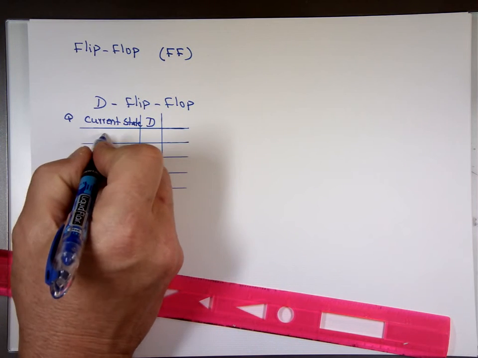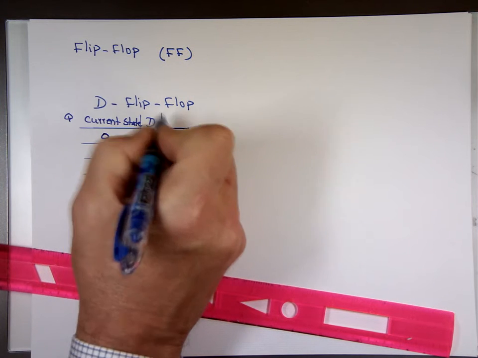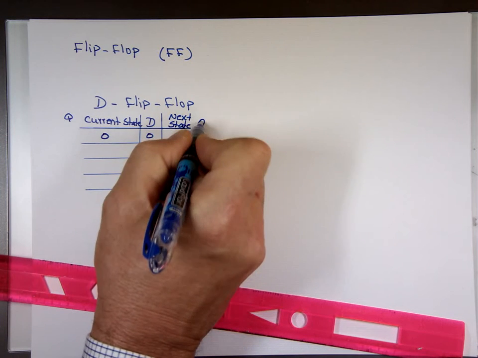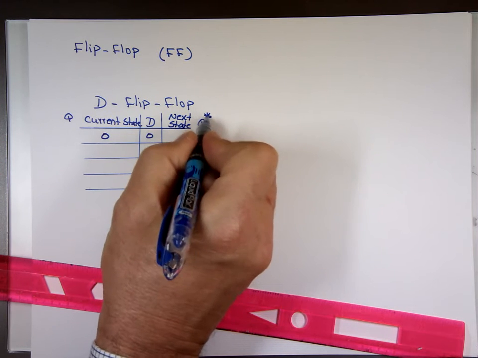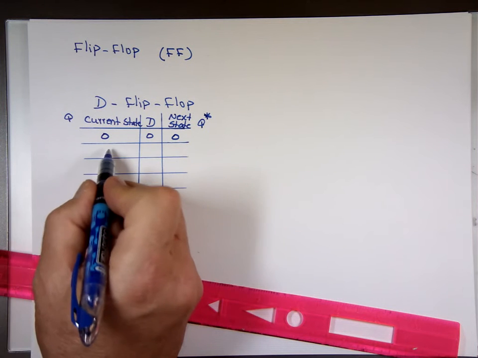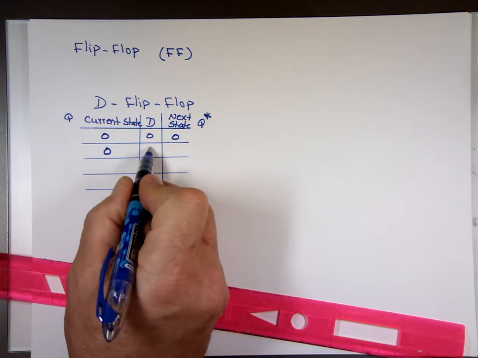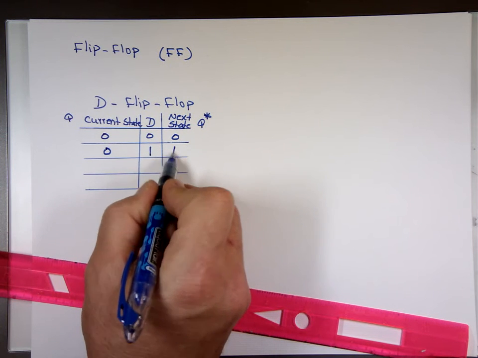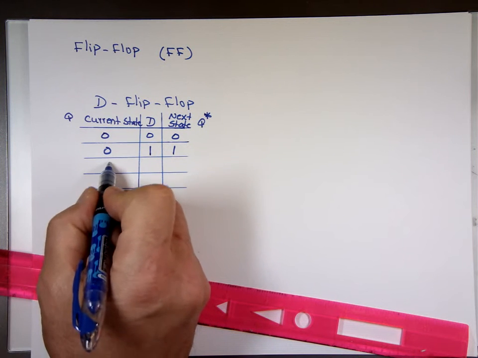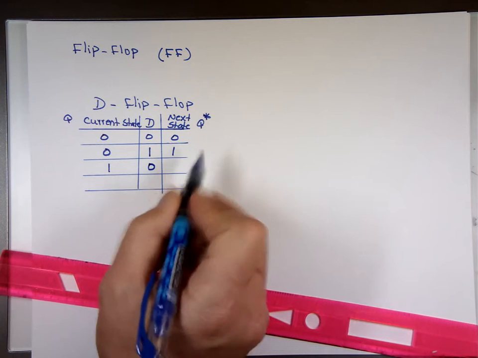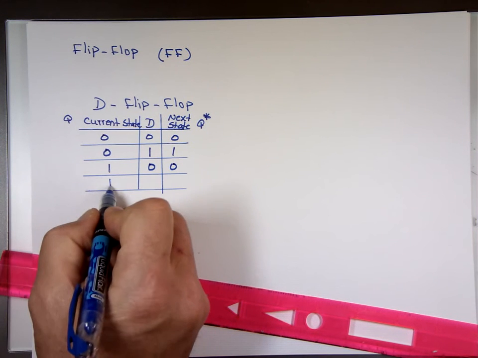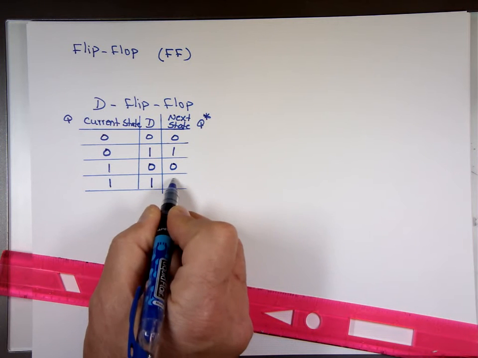If your current state is 0 and D is 0, your next state, I'll call it Q asterisk, that's the next state, will be 0, the way it works. If your current state is 0 and D is 1, your next state is always a 1 for this flip-flop. If your current state is 1 and your data is 0, your next state is a 0. And if your current state is 1, D is 1, the next state is 1.